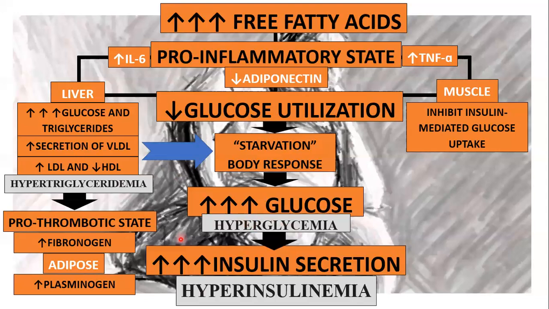This now would trigger an increase in insulin secretion, and that would manifest as hyperinsulinemia as the body tries to compensate for the deranged hormonal and glucose levels. And aside from that, the hypertriglyceridemia would also promote a prothrombotic state that would increase the fibrinogen, and also in the adipose, it would increase the plasminogen.